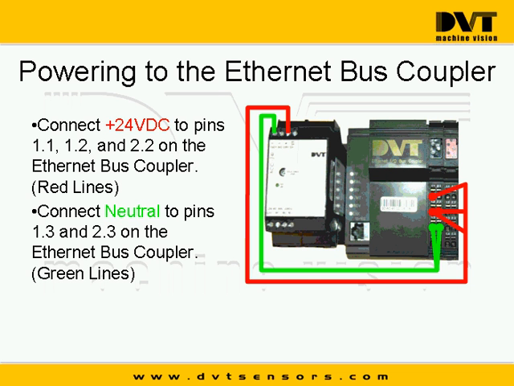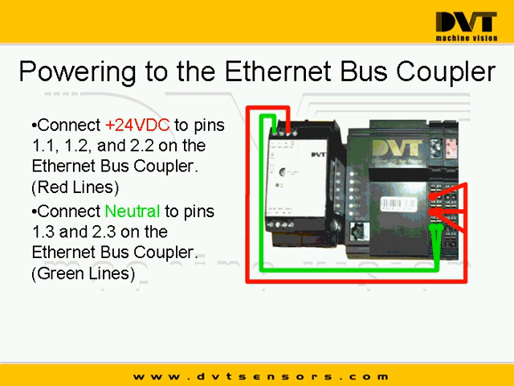The other thing that you might be questioning is, well, it looks like I have 24 volts going to 3 places, and I only have a neutral going to 2 places on this board. That's because one of the connections for the 24 volts is internally connected to neutral, so you don't have to worry about making that connection. It's already internally shorted. So that's how you connect power to your DVT Ethernet bus coupler.